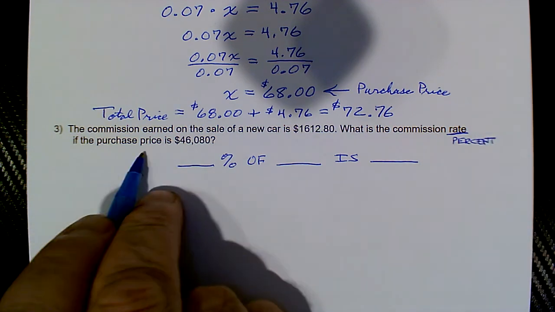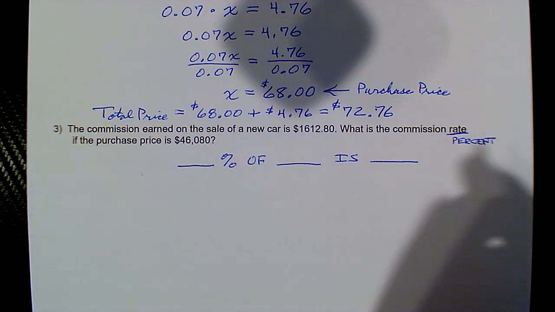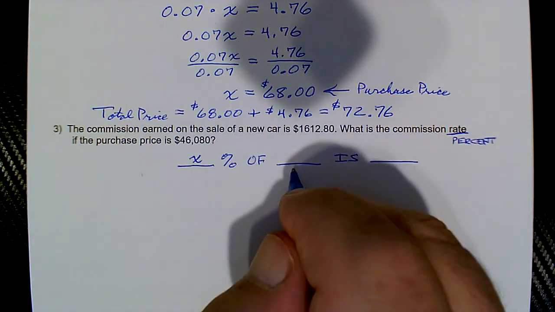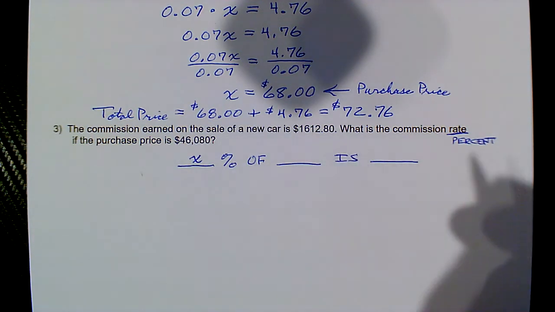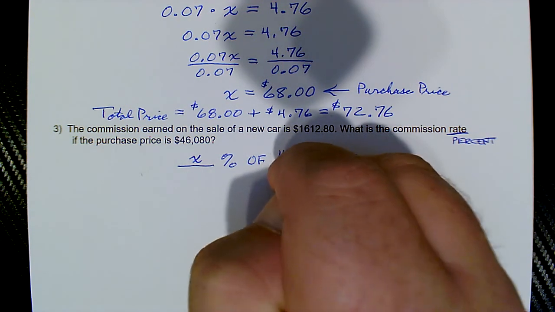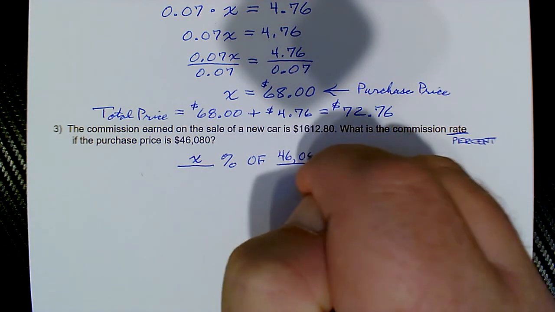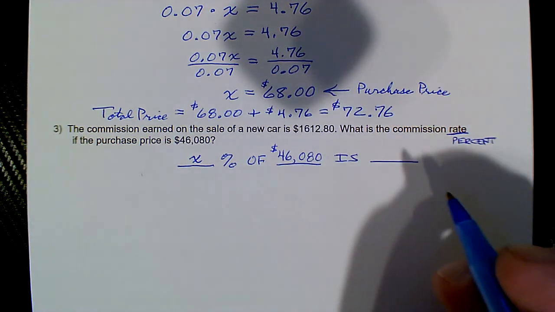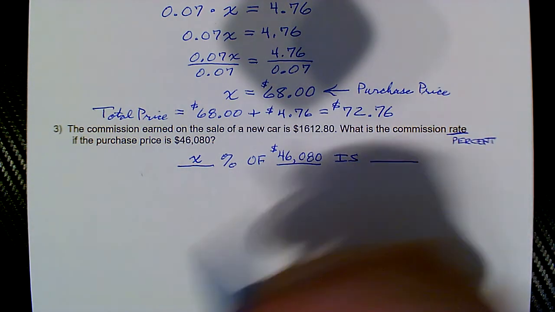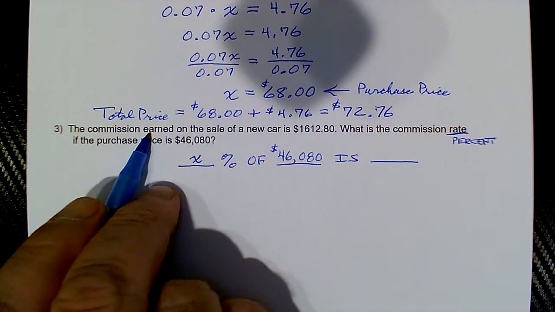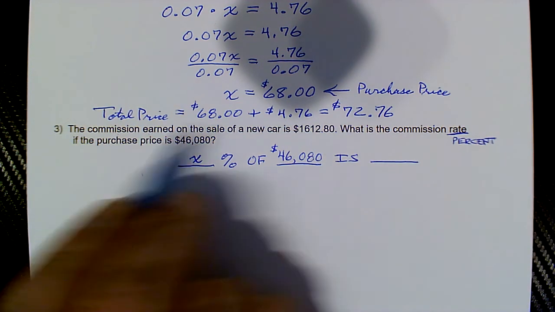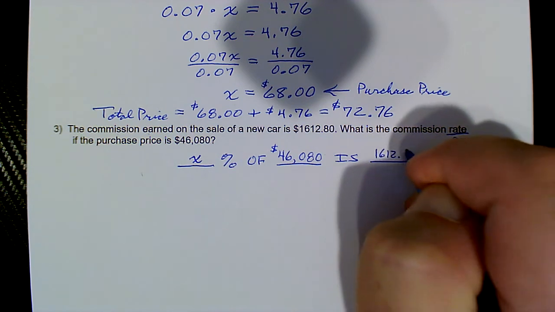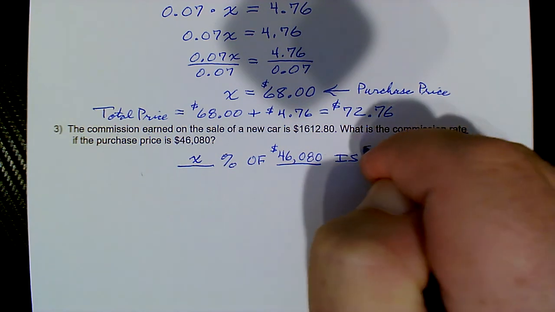If the purchase price is $46,080, we're looking for the percent. And remember, always the purchase price is the base. That's what makes these problems actually kind of easy, because the purchase price is the base that follows the word of, and the sales tax paid, if we're dealing with sales tax, or the commission earned, as we have here, is always the part. So 1612.80 is the part.